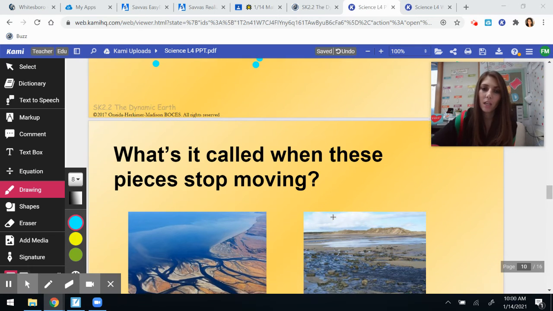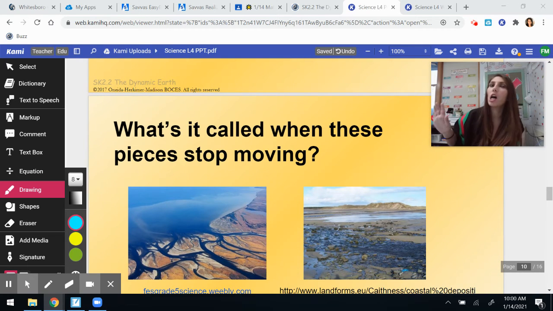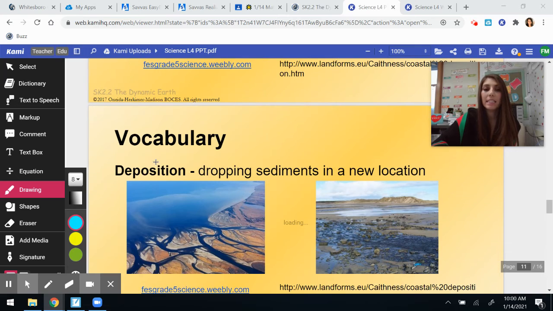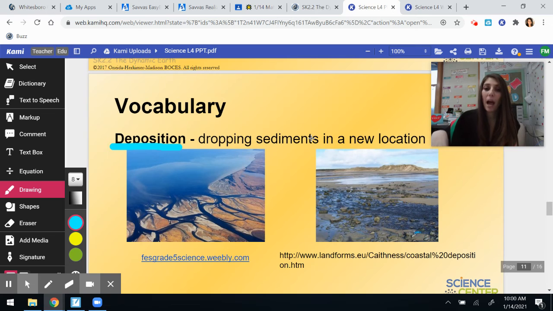Now, we learned what it's called when the sediment moves. When sediment is moving, it's called erosion. But what's it called when these pieces stop moving, when they land in a new place? That is called deposition. Deposition means dropping sediments in a new location. So erosion is when the sediment is moving and how it's moving, and deposition is where it lands.